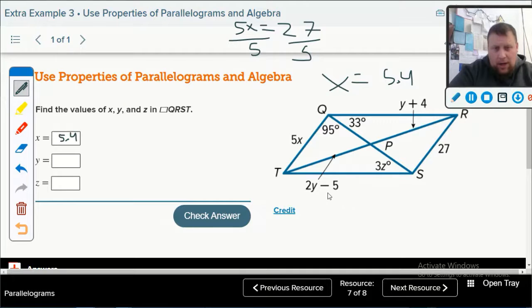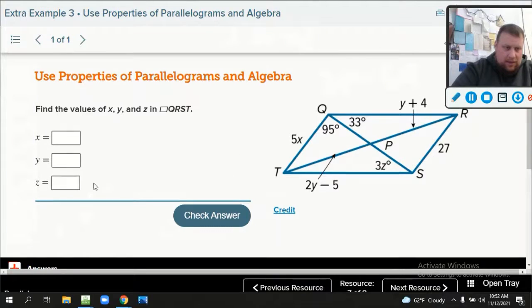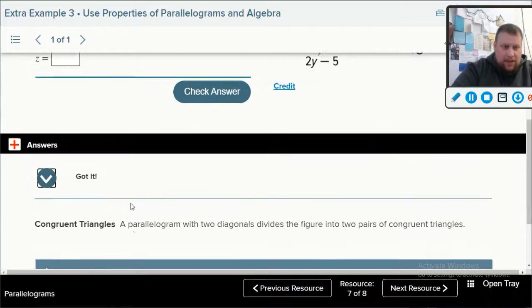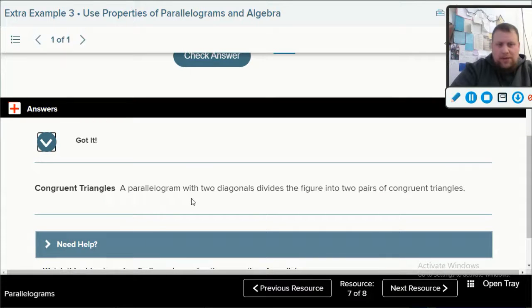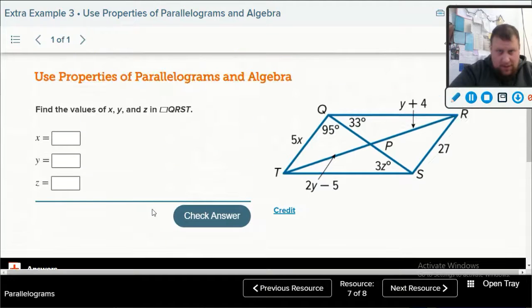All right, how about our y? Well, something you need to know, and you should write this down. Study tip. Congruent triangles. A parallelogram with two diagonals divides the figure into two pairs of congruent triangles. Pause it. Write it down because I'm going to move up here right now.